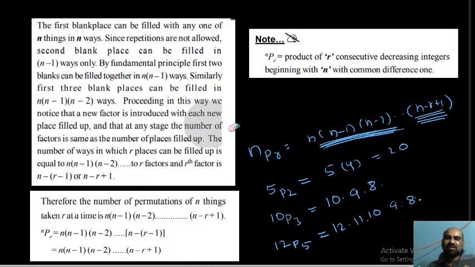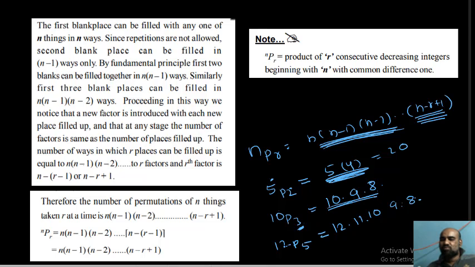How are you getting 5P2? 5 into 4. 5 should reduce up to 2 times. 10P3 means 10 into 9 into 8, like that. 10 should be reduced up to 3 times. 10 into 9 into 8 completed. In this way you can remember.